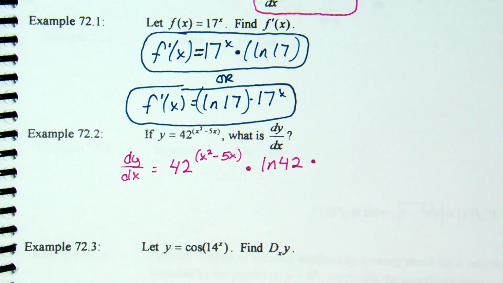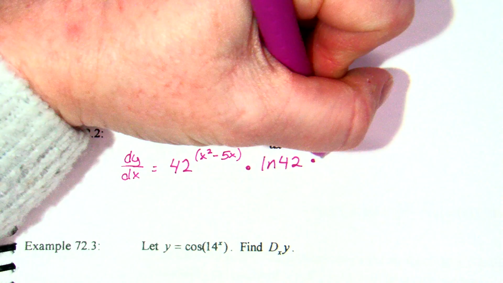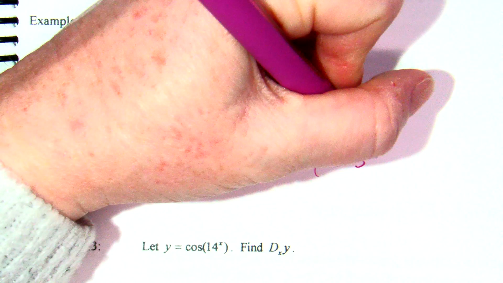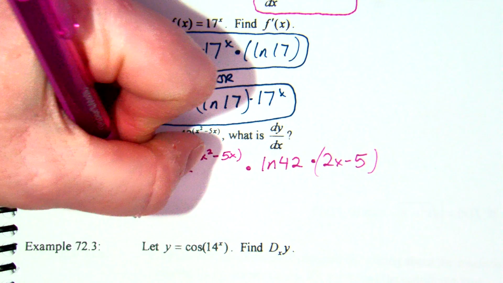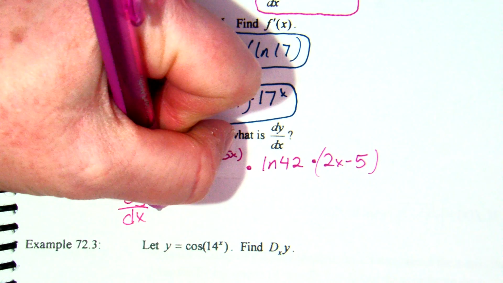What is the derivative of x squared minus 5x? Let's see. And I did put 2x minus 5 in parentheses because it is a quantity, so that would be an important one to be in parentheses. Best way to write this? I basically put my natural log of 42 and my 2x minus 5 out front and the 42 to the power out back. I'm not necessarily saying that's the best way, but it's a decent way to write it. This is just kind of a messy thing, so there's not one perfect way to write it.